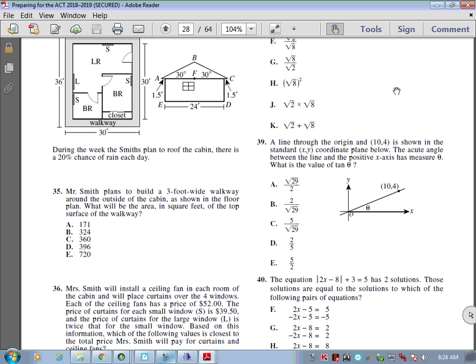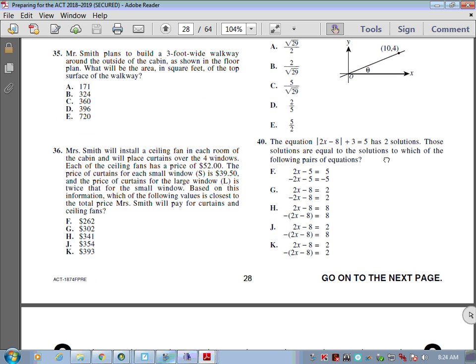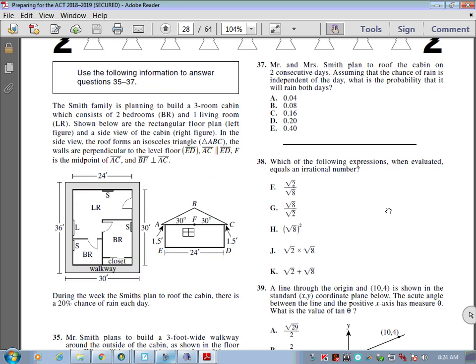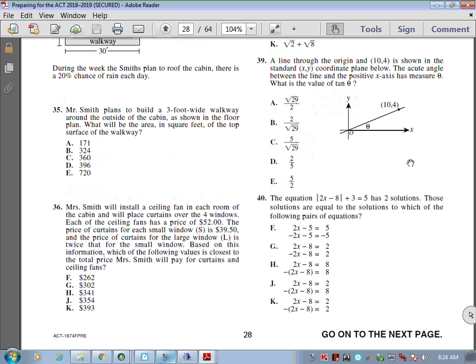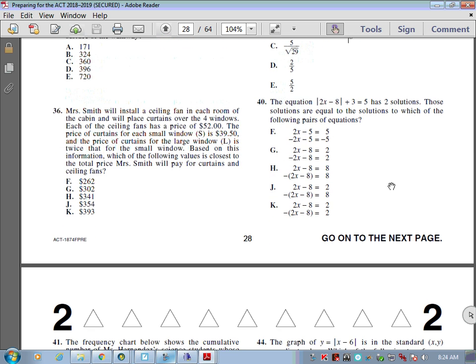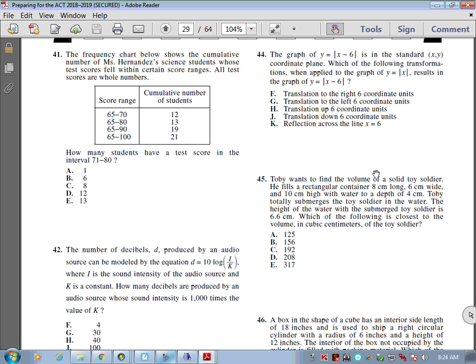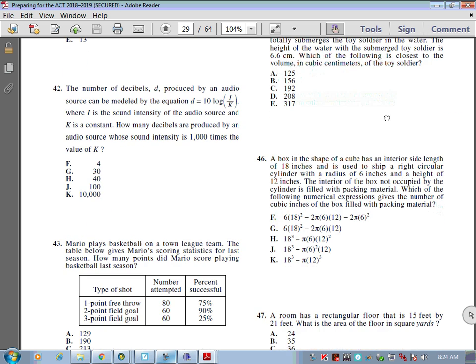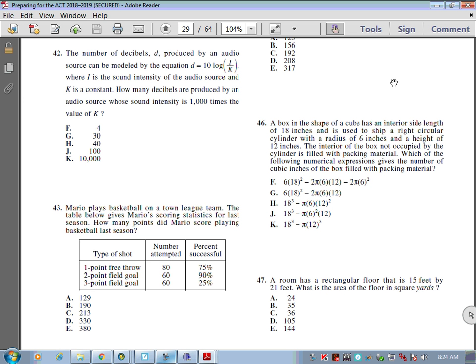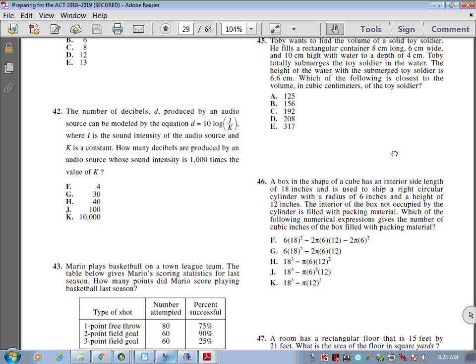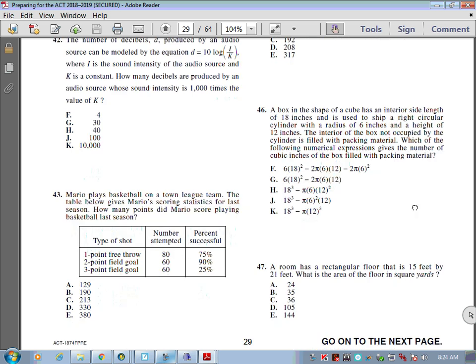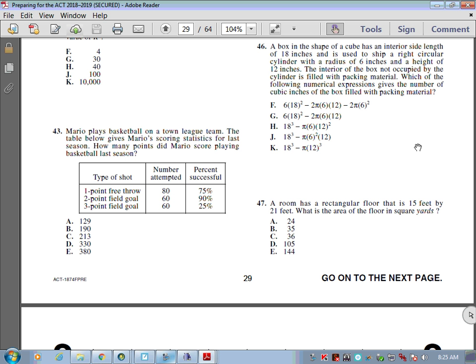All right, flip over here. 35 is C, 36 is J, 37 is A, 38 is K, 39 is D, 40 is K, 41 is A, 42 is G, 43 is C, 44 is F, 45 is A, 46 is J, and 47 is B.